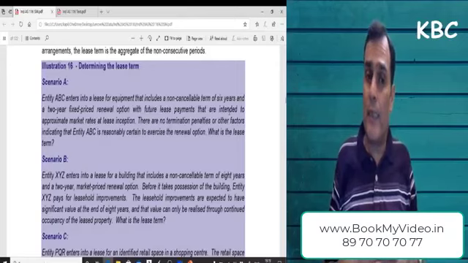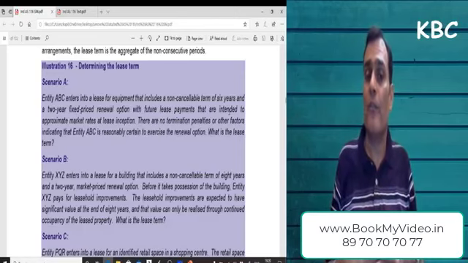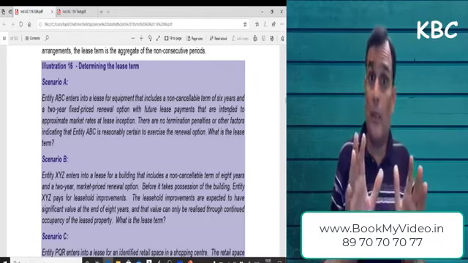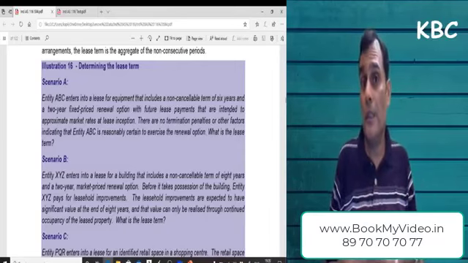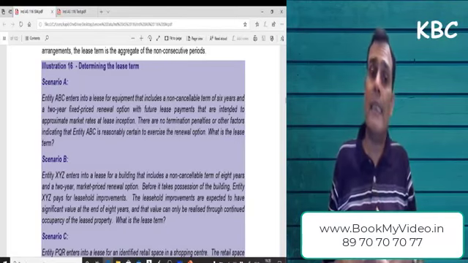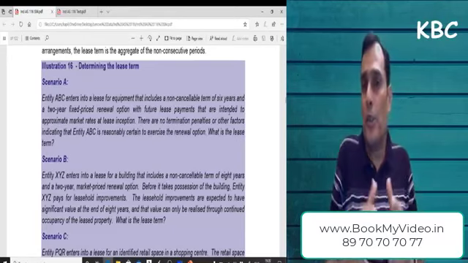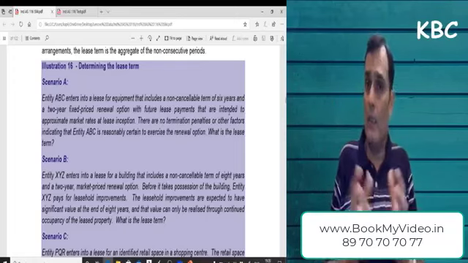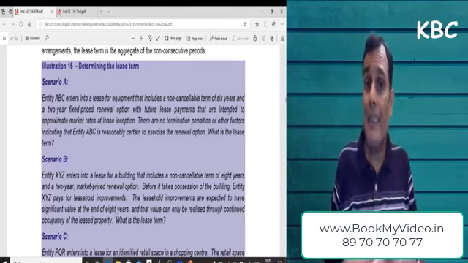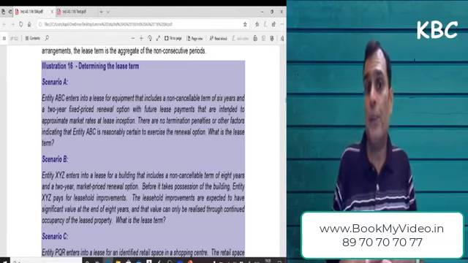He says entity XYZ enters into a lease for a building that includes a non-cancelable term of 8 years and a 2-year market-priced renewal option. Even in this case, the rentals being charged for the renewal period are supposed to be based on market rates. Before it takes possession of the building, entity XYZ pays for leasehold improvements. Leasehold improvements are structural changes that might have been done by the lessee in order to make it ready for its own use, which are capital in nature. So before he took possession of the building, he incurred a lot of leasehold improvements expenditure.